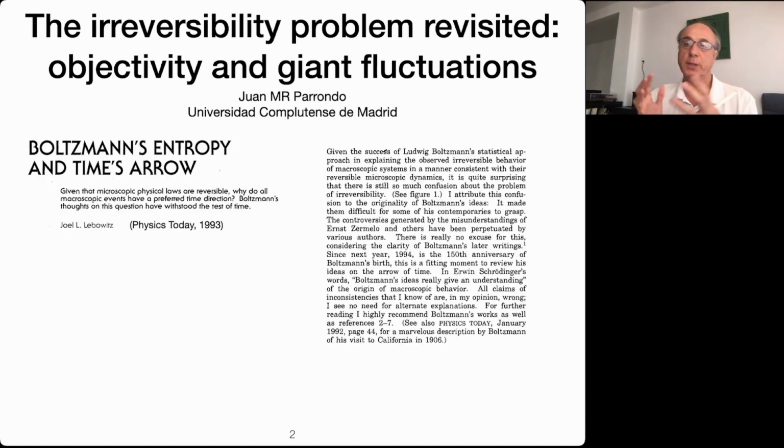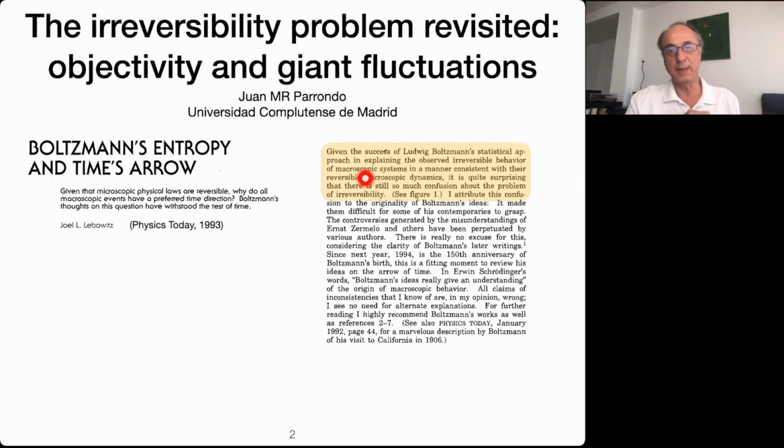This was formulated by Boltzmann at the end of the 19th century. Some people were not completely convinced, and there is a famous paper by Joel Lebowitz in Physics Today in 93, which was also very influential, because what Lebowitz did with this paper was to claim that Boltzmann solved the problem of irreversibility, so there is no need of any further explanation.